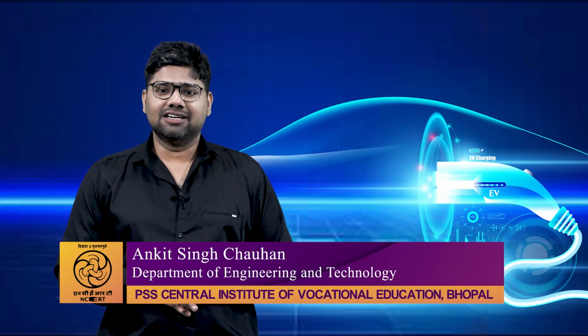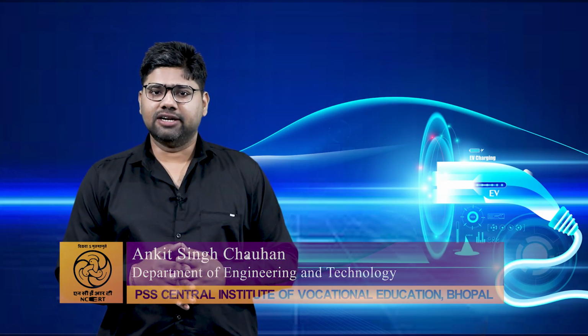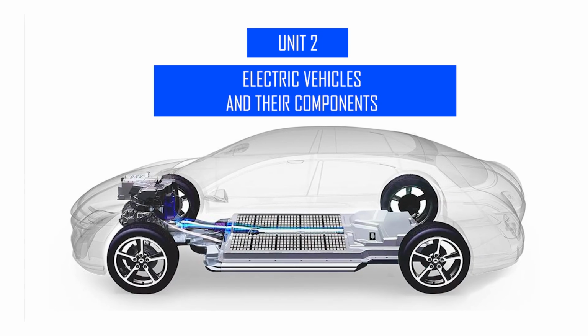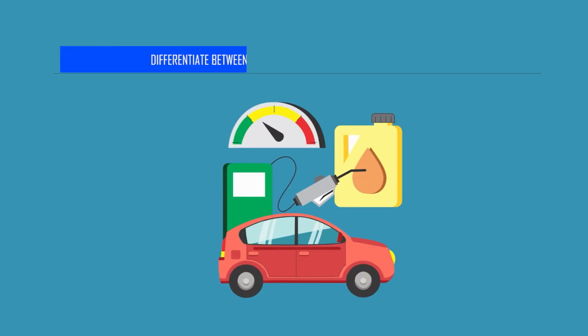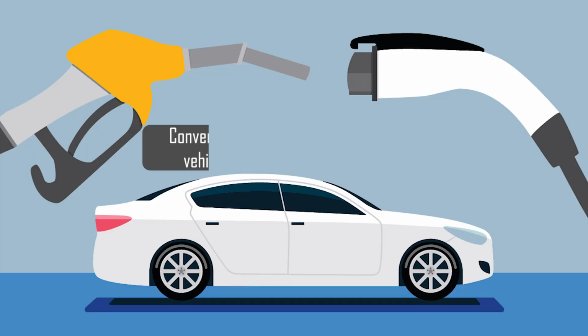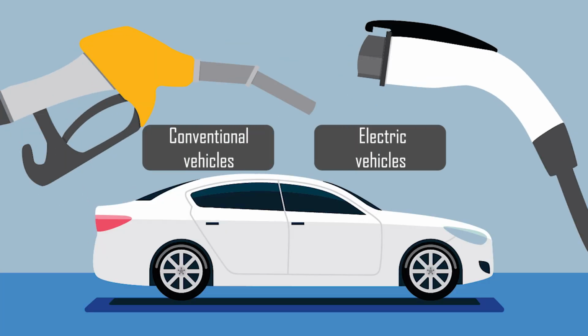So let's start the video with today's content on Unit 2, Electric Vehicles and their Components, Session 3: Differentiate between Conventional Vehicles and Electric Vehicles. Here we are taking exciting topics that will give you a broad spectrum on the topic of differentiating between conventional vehicles and electric vehicles.